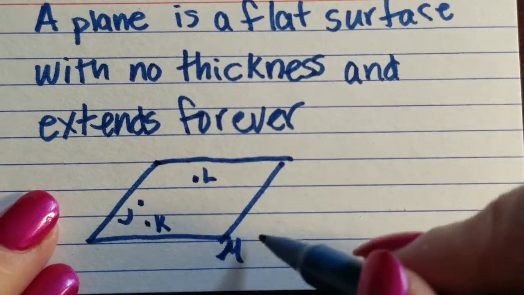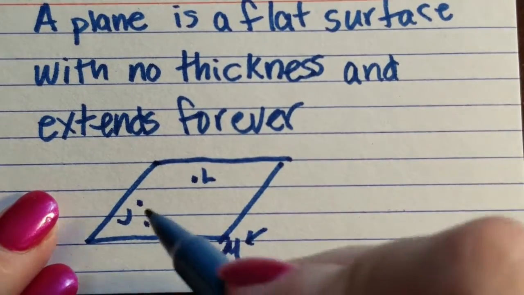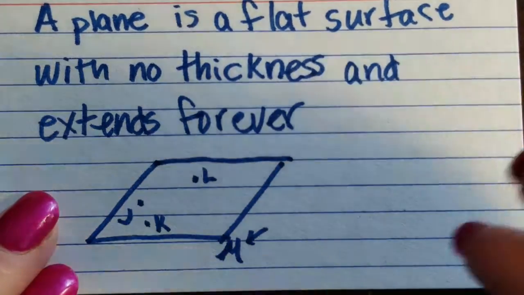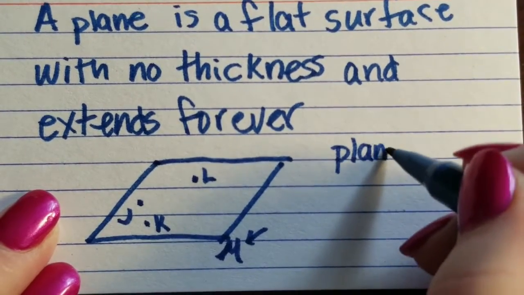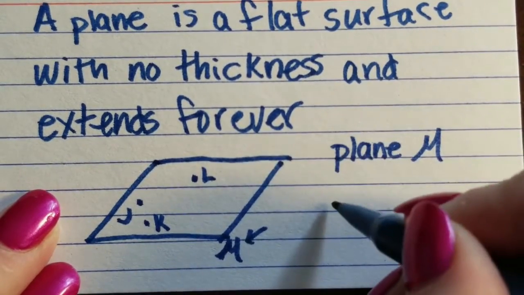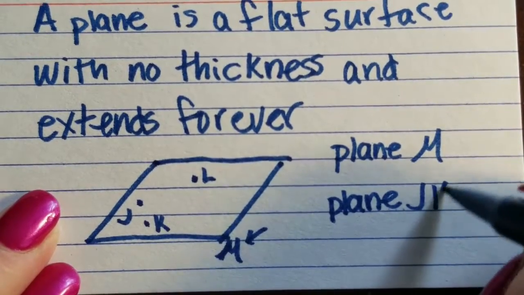A script capital letter, that would be this, or 3 points on the plane, J, K, and L, you could use to name this. We could call it plane M or plane JKL.